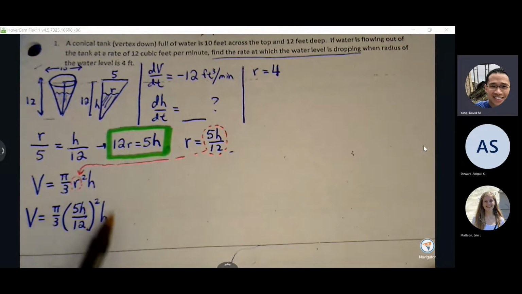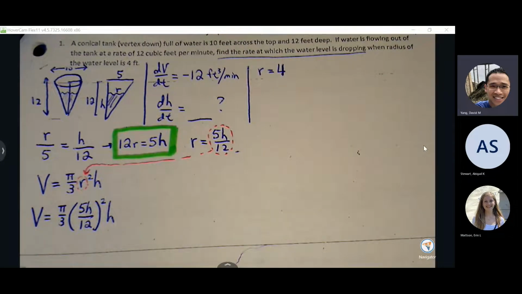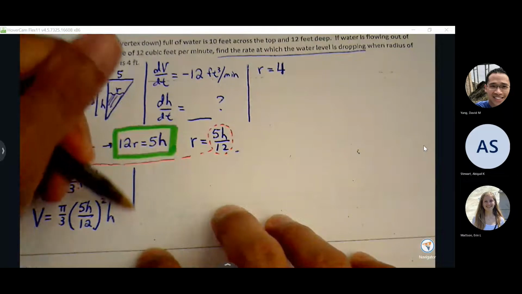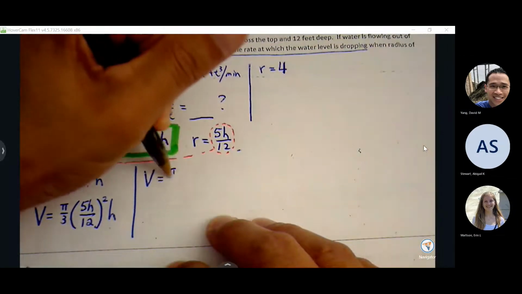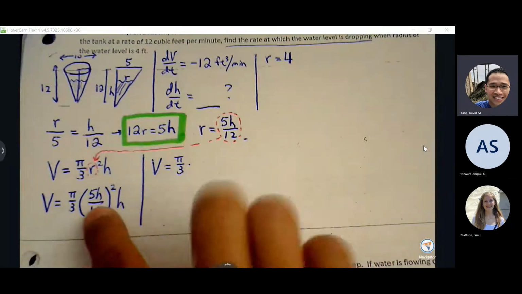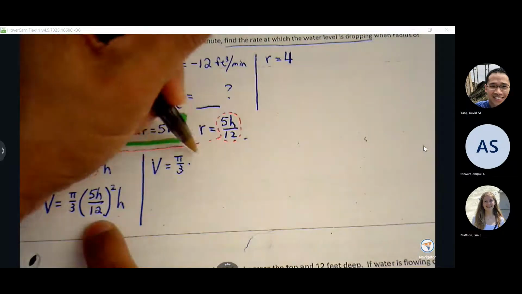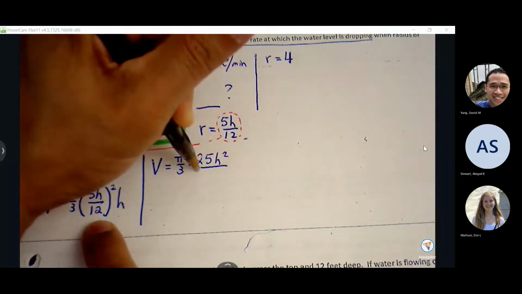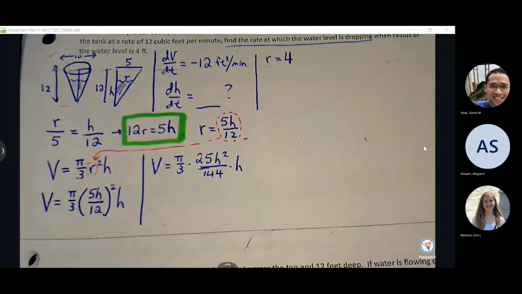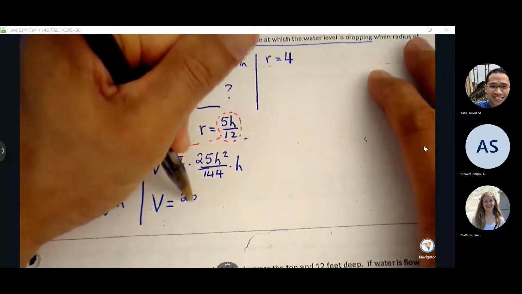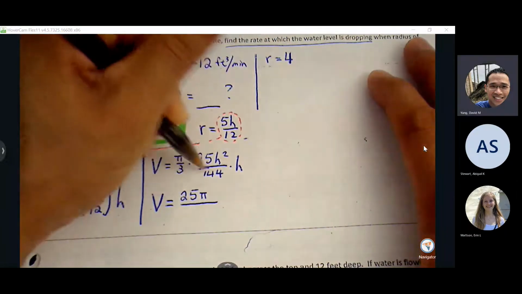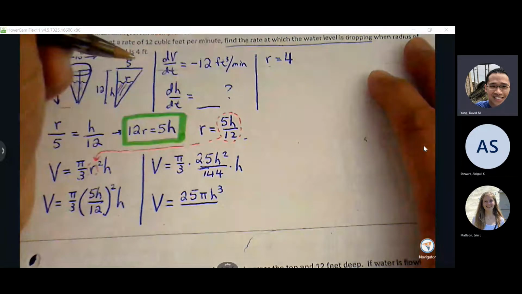Okay, so next up, we know we have quite a few things ahead of us before we can get to the power rule, before we get to the dV/dt, dh/dt. We want all the exponents to be cleaned up. We want all the coefficients together. We want the variables together. So go ahead and square each of those values that we see there. So 5 squared becomes 25, h squared is h squared, 12 squared is 144. Okay, merge everything together as one fraction. h squared times h is h cubed. And then 3 times 144 is 432.